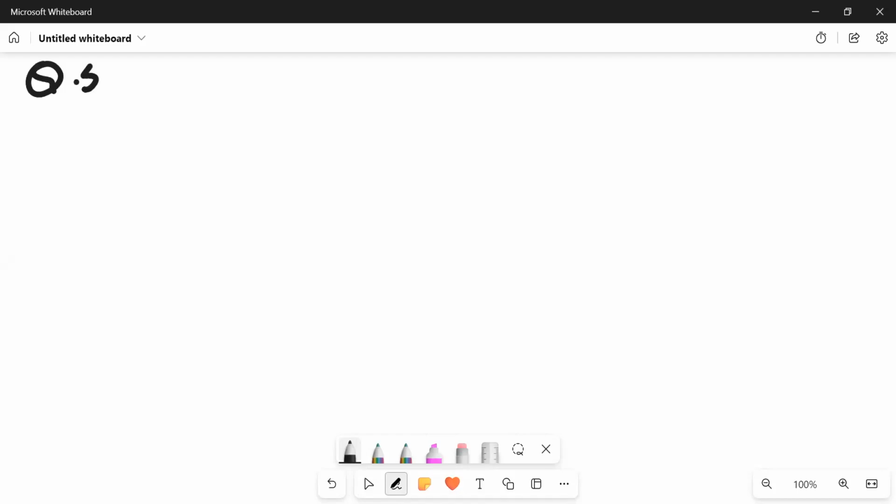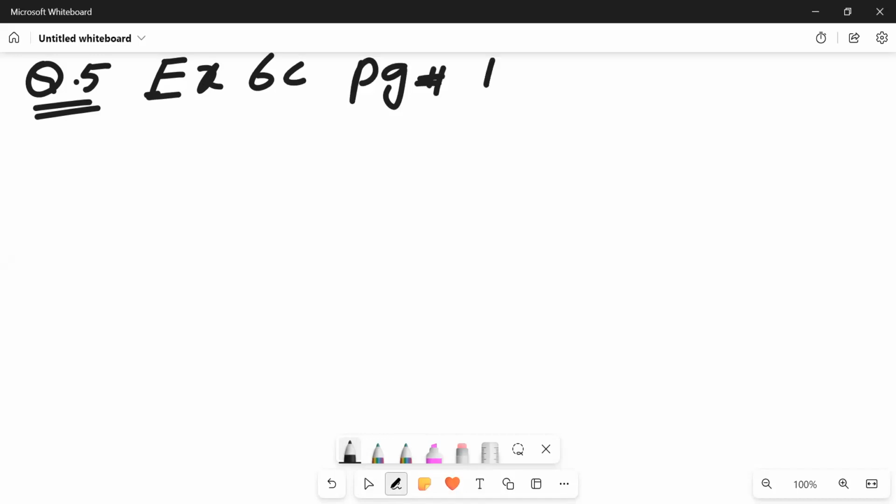Bismillahirrahmanirrahim. Question number 5. Exercise 6C, page number 158. Write down the equation of the straight line which passes through the origin and with gradient 2.